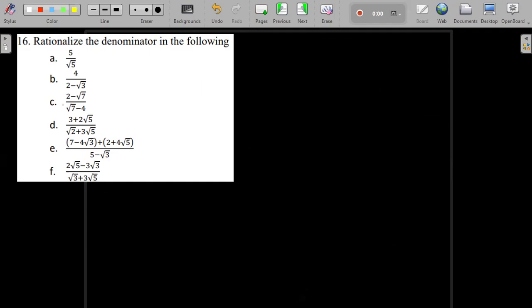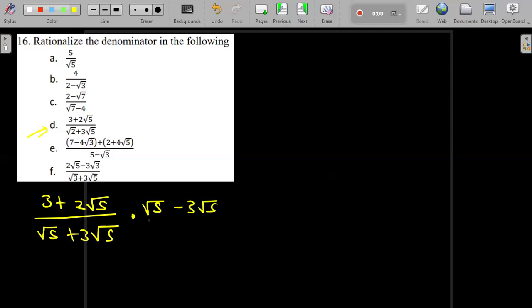Okay, so we are on D now. This is D there. So D, we have 3 plus 2 root of 5, then divide this by the root of 5 plus 3 root of 5. So we're just multiplying by the conjugate. Okay, so the conjugate will just be the root of 5 minus, so we are just changing this sign here, so minus 3 root of 5, then we divide by the root of 5 minus 3 root of 5.